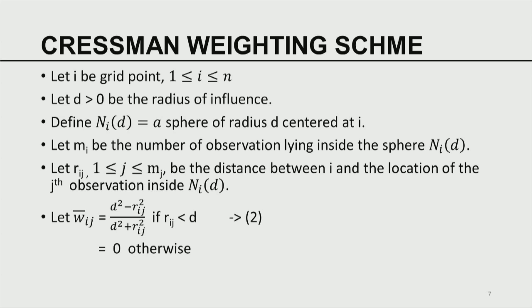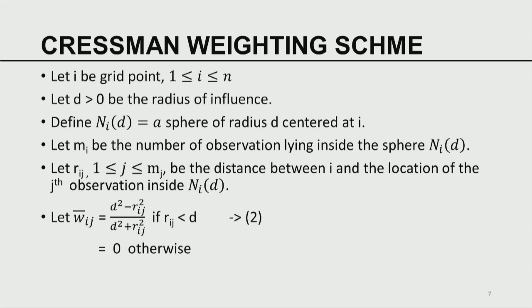In the United States, the person who was spearheading the scheme is Cressman. In Sweden, it was Bergthorsson and Döös. The paper by Cressman and the paper by Bergthorsson and Döös, even today, if you start reading them, it is very inspirational how they thought of incorporating data with prior information to be able to transfer data between the observation network and the computational network.